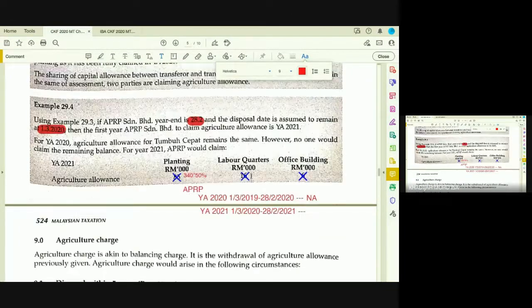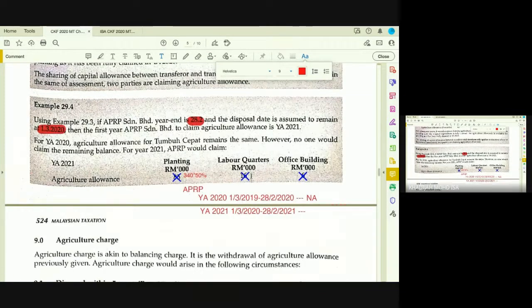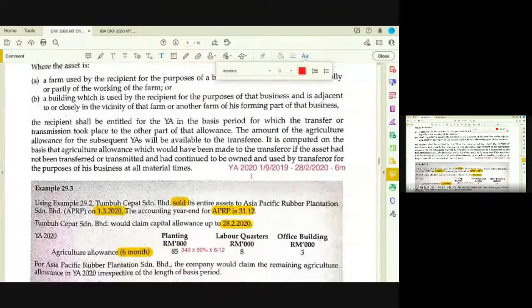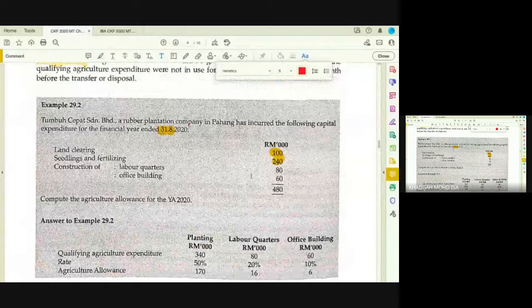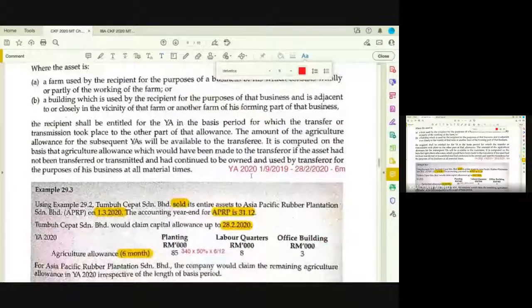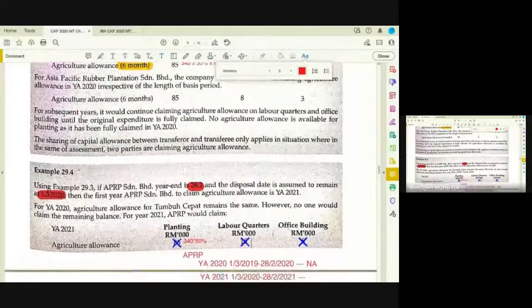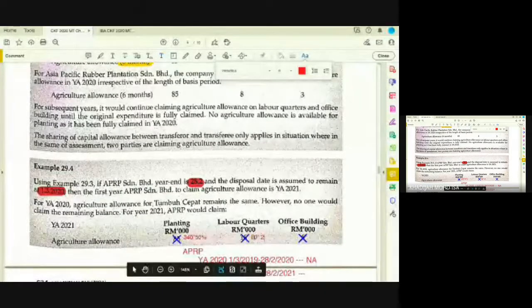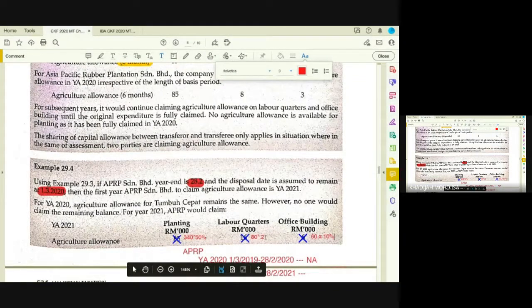And for living quarters, what was the rate just now? Okay, what was the rate? The QE is, I don't remember anymore. Where is the QE? 80 and 60. So you're going to claim 80,000. So what will be the rate? The rate for APRP here is 80 times by 0.2, which is 60. Is it? Right? And this one is, how much was it just now? Times 0.1. About 10%. Right? This one is 20%. Am I right?